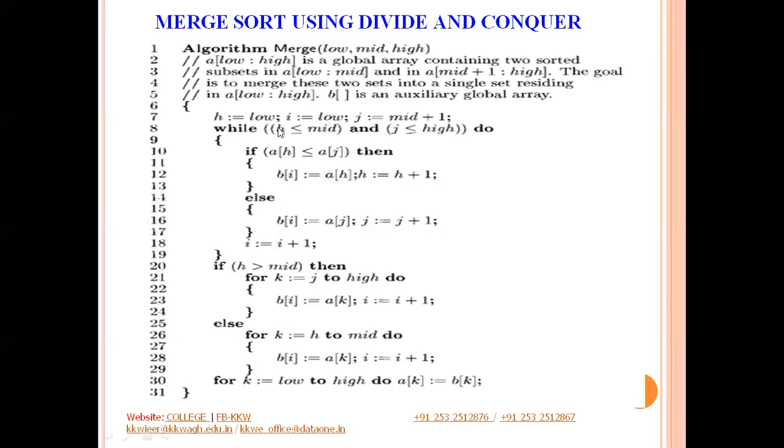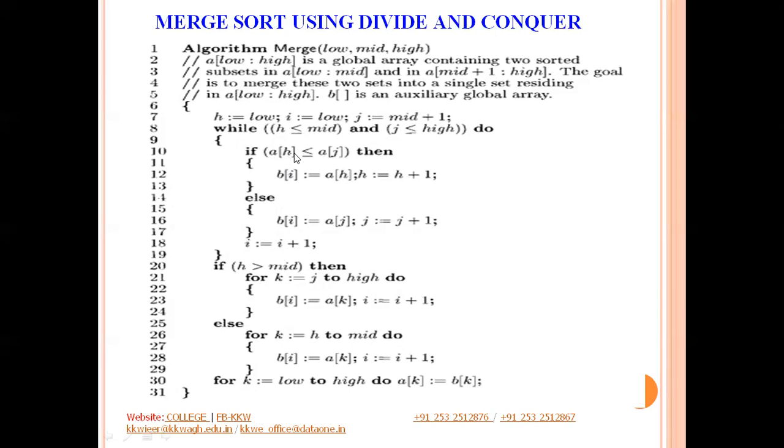As we know, H is pointing to the first element of the first half and J is pointing to the first element of the second half. So we compare the first element of both the lists. Whichever element is smaller, that we will copy in an auxiliary array B.